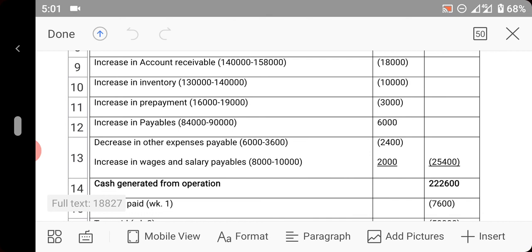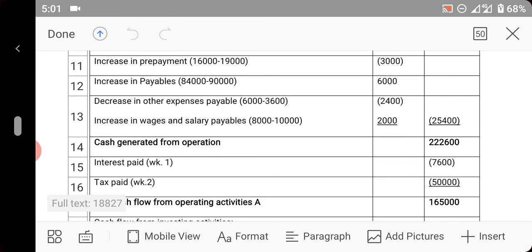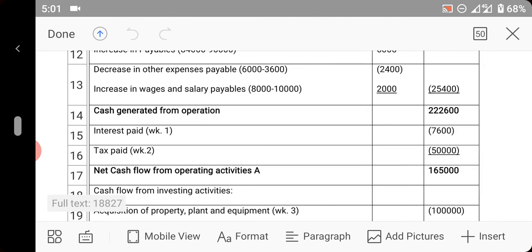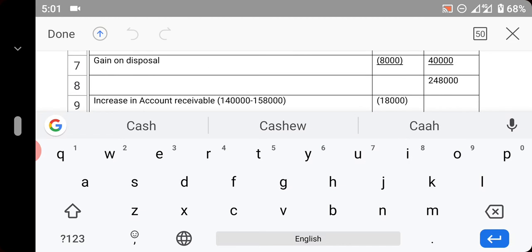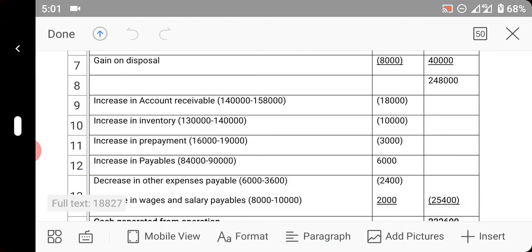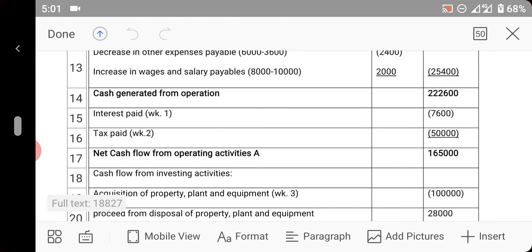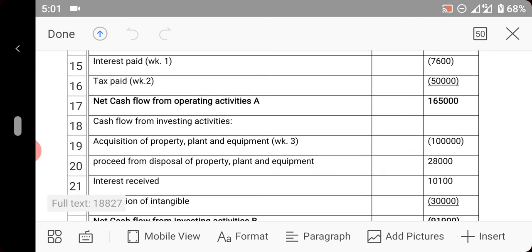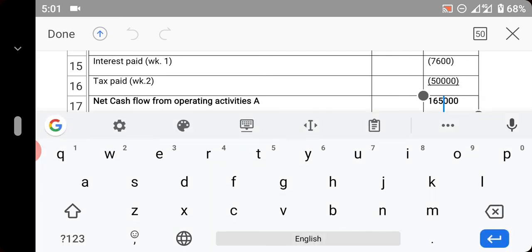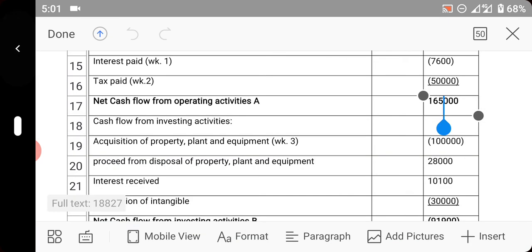When you finish this analysis, you add up. You have cash generated from operation, which is this value. So the next thing you do is to take care of your interest paid. We didn't work in 1. Tax paid, we didn't work in 2, and that is cool. So these are payments now, you less them. So we now have this cash, net cash flow from operating activities. Understood? Good.